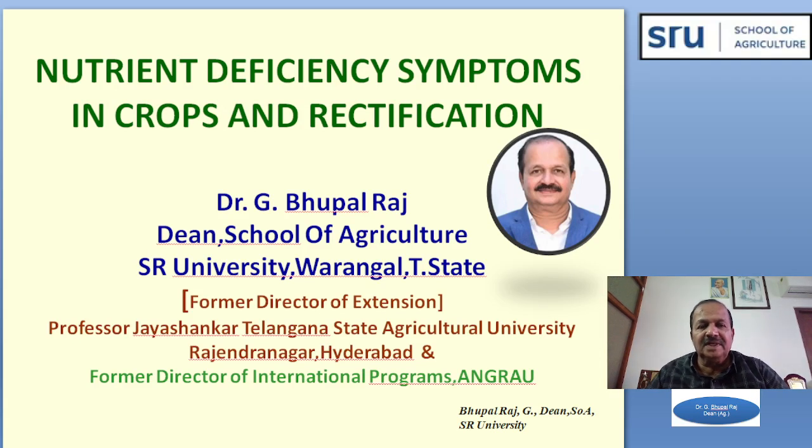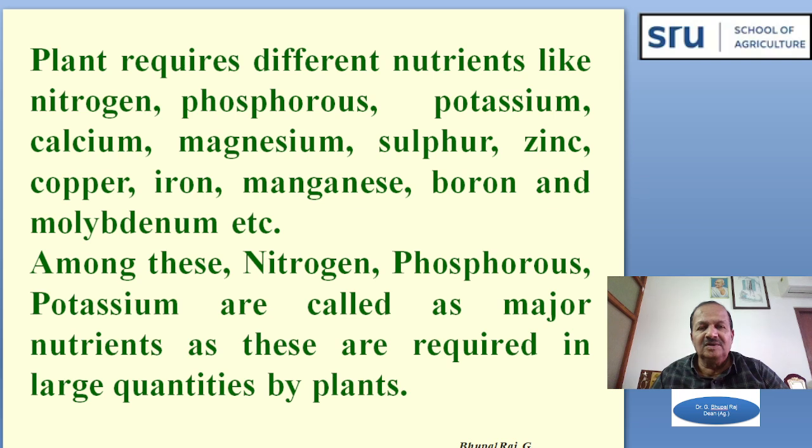The topic today we are going to discuss is nutrient deficiency symptoms in different crops and their rectification. We all know the plant, for its growth, requires different types of nutrients like major nutrients nitrogen, phosphorus, potassium, and secondary nutrients like calcium, magnesium, sulfur, and micronutrients like zinc, copper, iron, manganese, boron, and molybdenum, etc. Among all these nutrients, nitrogen, phosphorus, potassium are called the major nutrients as these are required in large quantities by the plants.